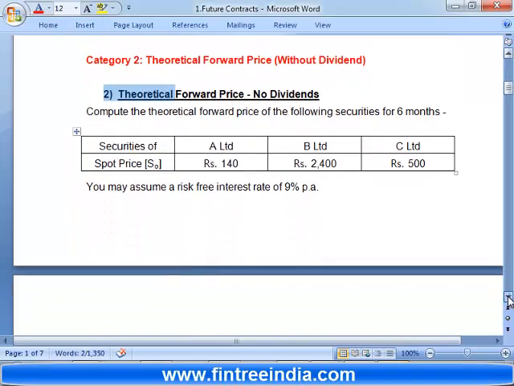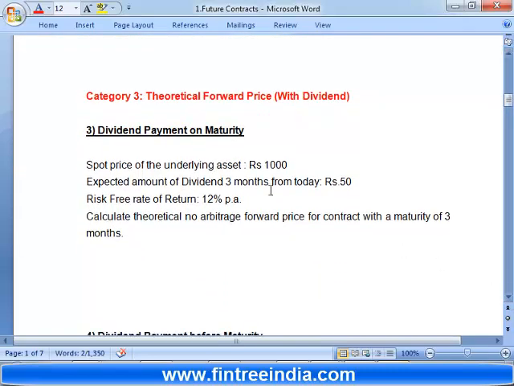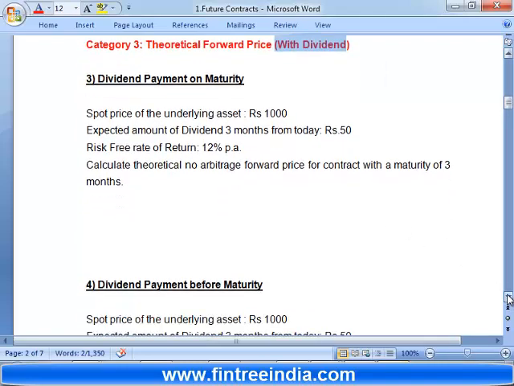Let's go, question number three. Now the category is forward price with dividend. Spot price is 1000. Expected amount of dividend 3 months from today is rupees 50. Risk-free rate of return 12% per annum. Calculate theoretical no arbitrage forward price for a contract with maturity of 3 months. Now what you need to observe here is, with dividend, there can be multiple types of questions. In this case, the dividend is paid on maturity, which means we don't have to do that present value or future value, because anyways, it's coming on the last day. So write down the answer for this.